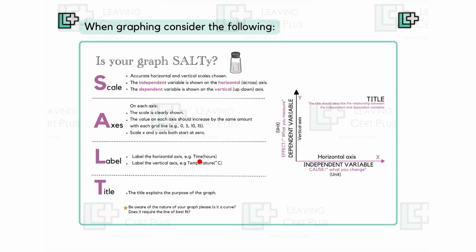In terms of labeling, and this is something people always forget to do, you should label them. So the horizontal could be time in hours or temperature in degrees Celsius, and then the title should explain the purpose of the graph, and be aware of the nature of your graph. Is it a curve or does it require a line of best fit? And again, you can see it all explained over here as well. Make sure you always remember your unit when you're labeling the different axes.